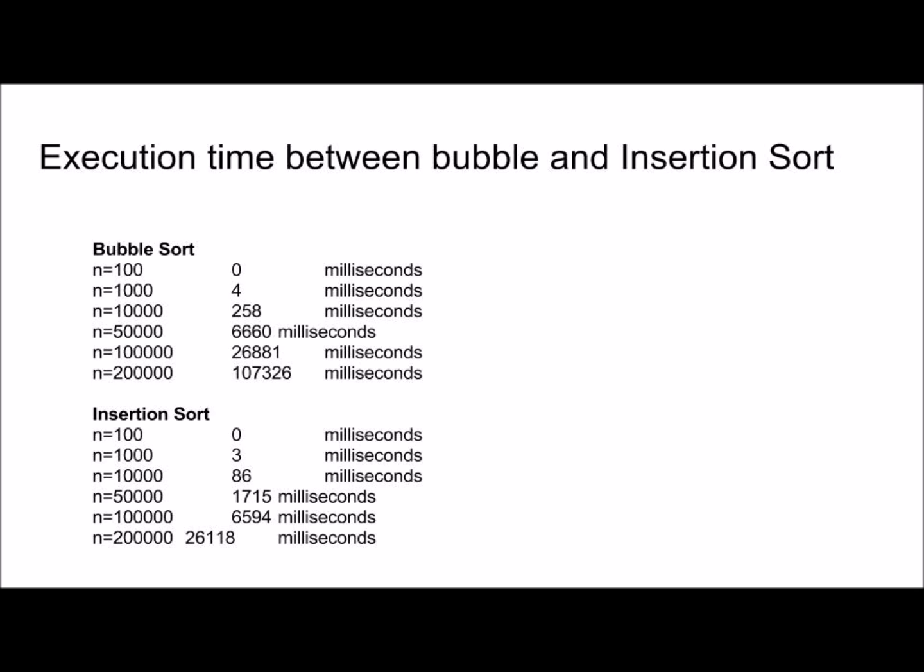I compared bubble sort and insertion sort to determine the execution time on my compiler. N is the number of elements. I increased the number of elements on both sorting algorithms and found these results. I went up to 200,000 elements. I used random numbers from 1 to 100 on both sorting algorithms. As we can see, bubble sort took almost 2 minutes to sort, while it took 26 seconds for insertion sort for 200,000 elements.